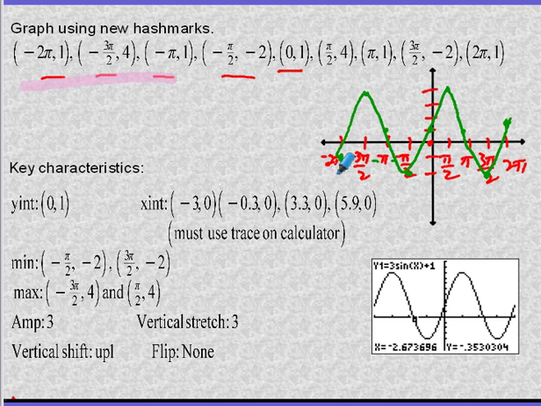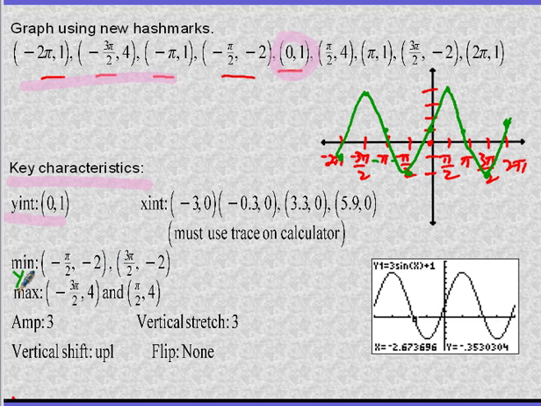And then for each question on your homework, you're going to have to identify key characteristics. Y-intercept, so where is x 0? In this case, it's been identified as one of our hash marks, so it's 0, 1. I'm going to get to x-intercepts in a minute. Minimum is which coordinates have the minimum y. So this is a minimum y value.